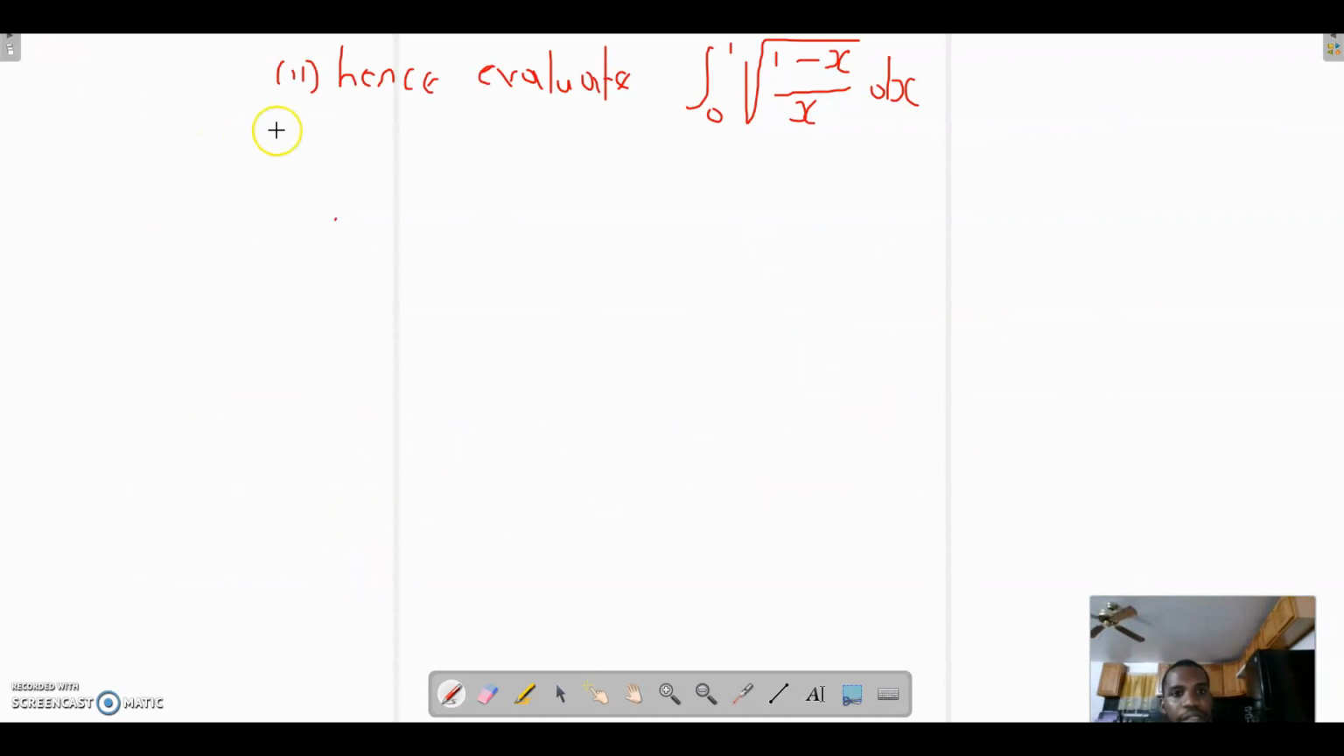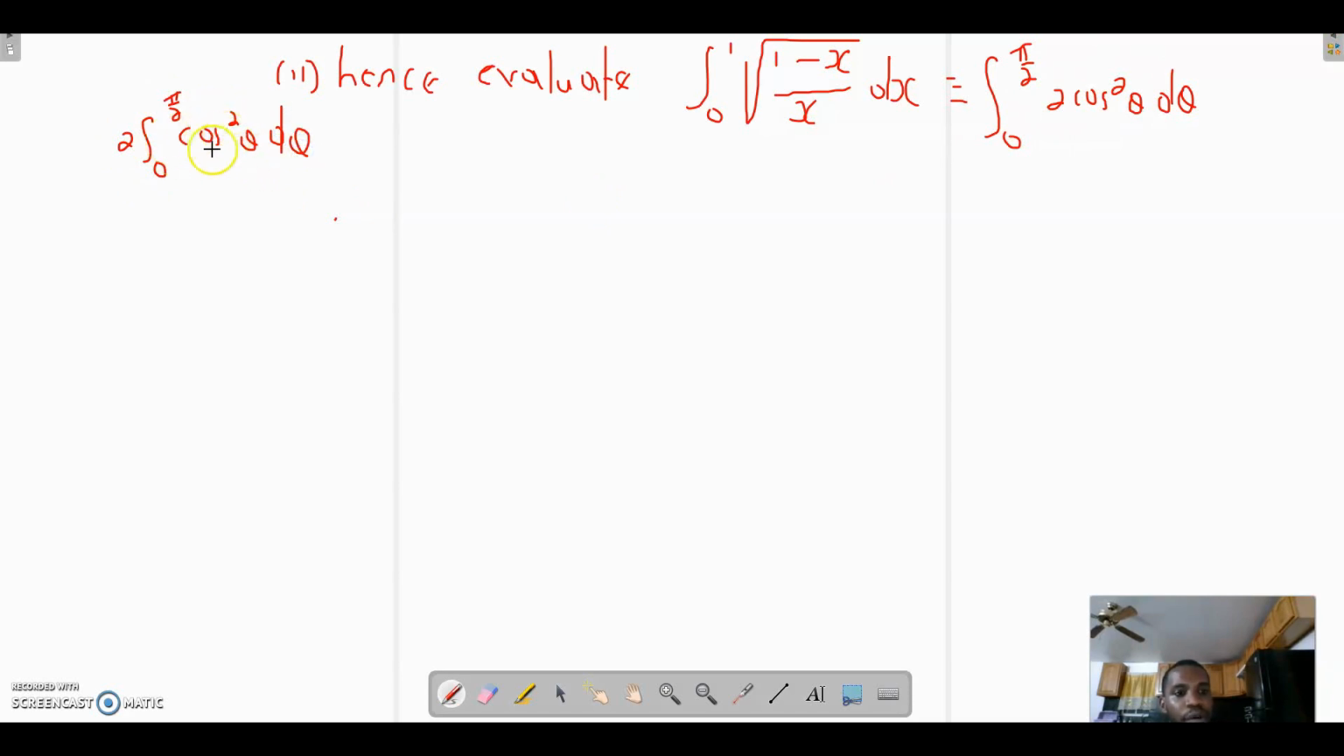All right, second part of the question says, hence evaluate this. So the first thing I need to state is that all this would have proven that this would have been equivalent to the integral between 0 and pi over 2 of 2 cos squared theta d theta. Right? Would have proven this. So in order to integrate this, we just need to integrate this one here. So this becomes, we can put the 2 outside, the integral between 0 and pi over 2 of cos squared theta d theta.